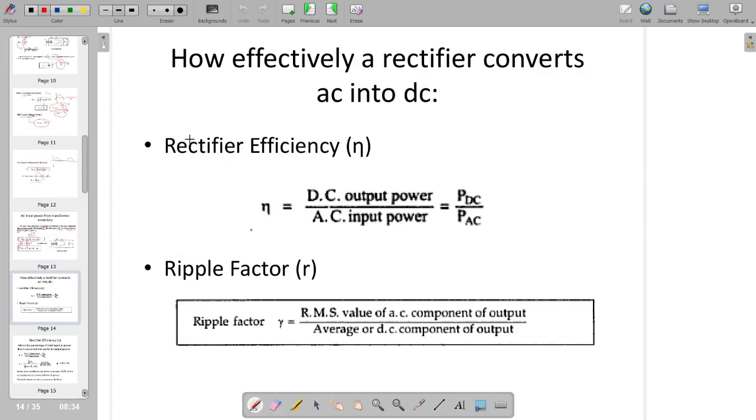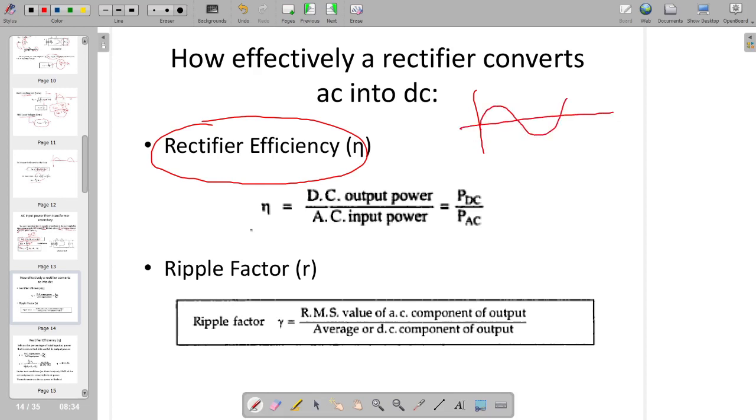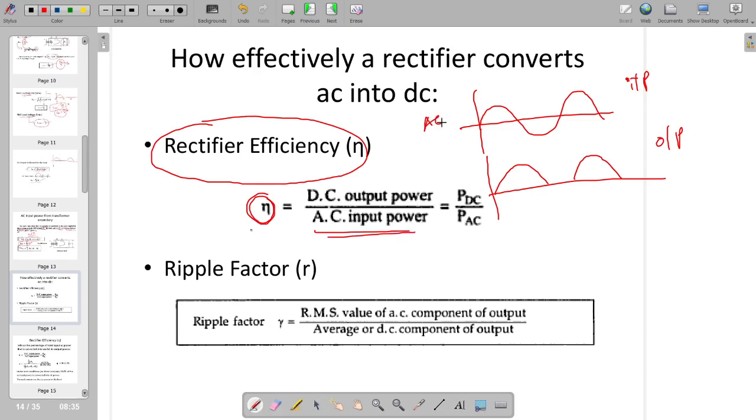Rectification efficiency. What is the purpose? Actually we are giving AC as the input, and we are getting DC as the output, pulsating DC as the output. To know the efficiency, we use this equation: efficiency is equal to DC output power upon AC input power. Output upon input gives the efficiency of any rectifier. So P_DC upon P_AC.